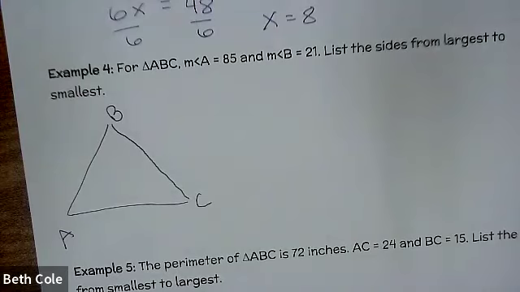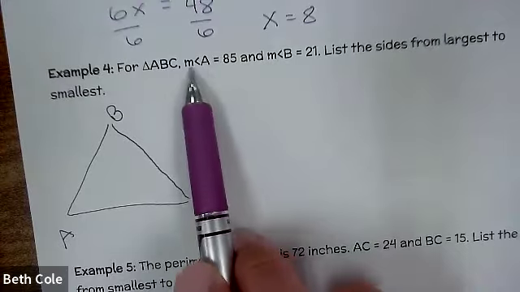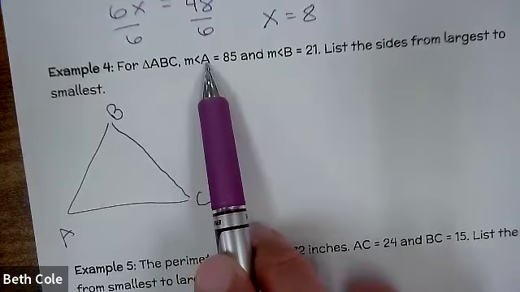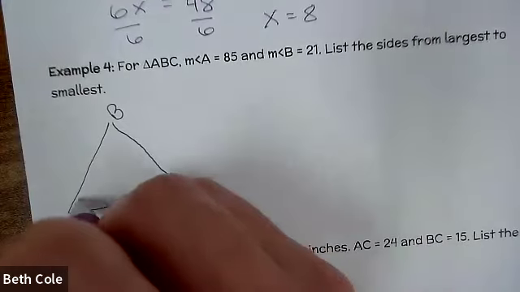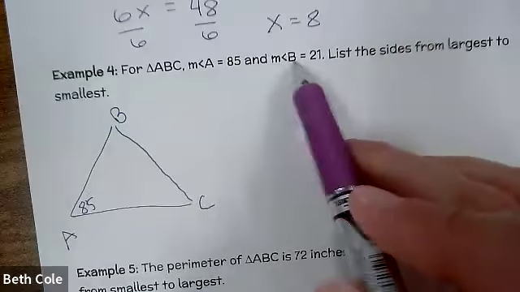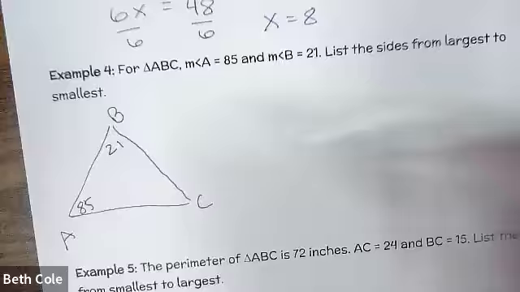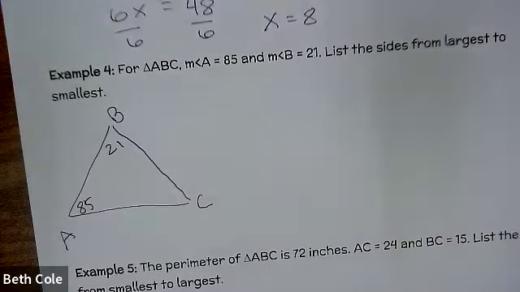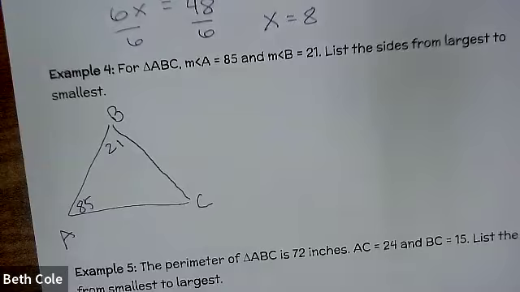And then we're going to read. Reading is important. Measure of angle A, that's what that little M is. Measure of angle A is 85. So 85 goes there. You just have to read and interpret the problem, but I know you can all read, right? Measure of angle B is 21. They don't tell us C, but how could I get it? I've got my calculator. You guys just tell me what to type.